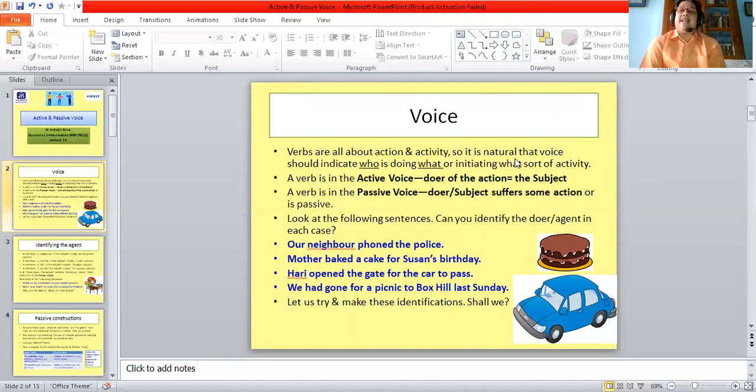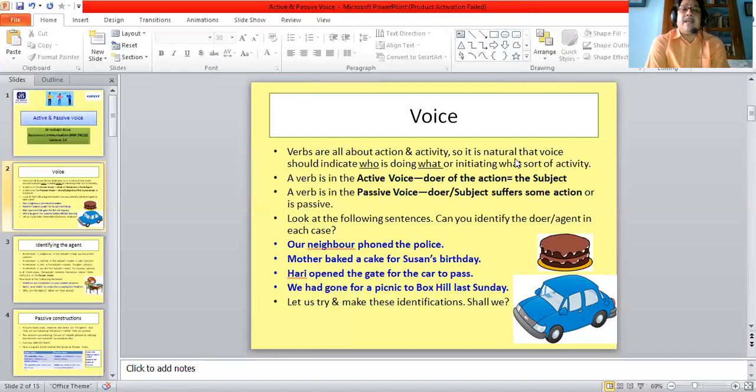So if the doer or subject initiates or takes the initiative in doing the action, performing the action, then the verb is said to be in the active voice. Whereas if the subject does not act but is passive, then we say that the verb is in the passive voice. Now, you look at the following sentences, please. Can you identify the doer or agent in each case?